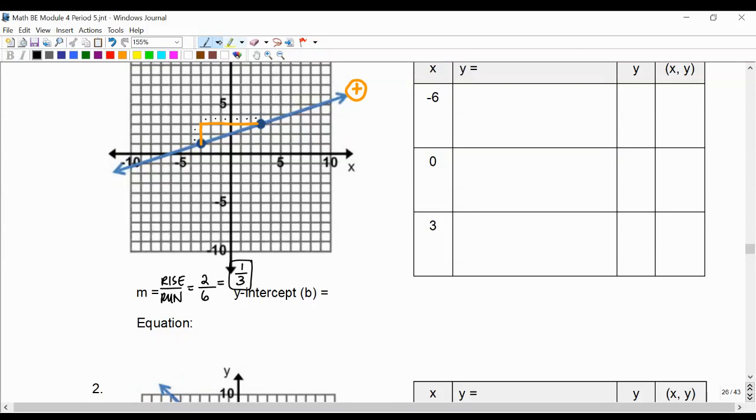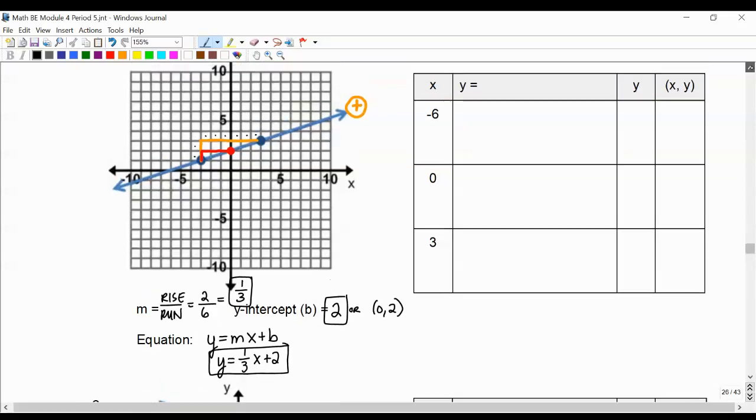Next thing we need to do is identify what our b value is. B is where the line crosses the y-axis, which is there, which also checks out because if the simplified slope is 1/3, then up 1, right 3 should land us right there, and it does. So our y-intercept is at 2, or (0, 2). And then we're going to plug everything into y equals mx plus b to get our equation, which is going to be y equals 1/3 x plus 2.